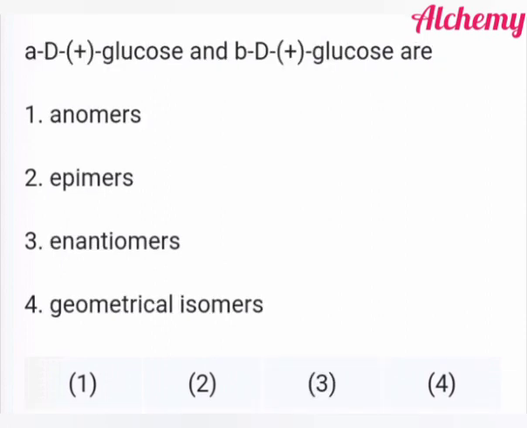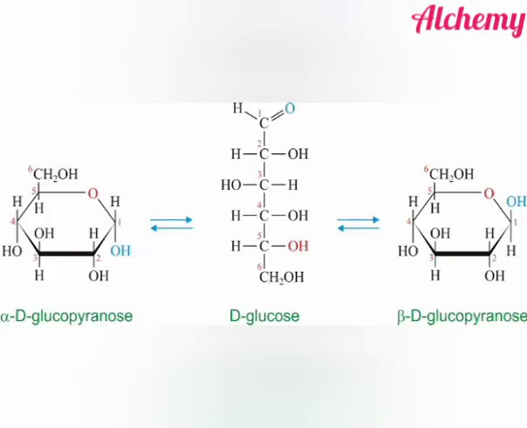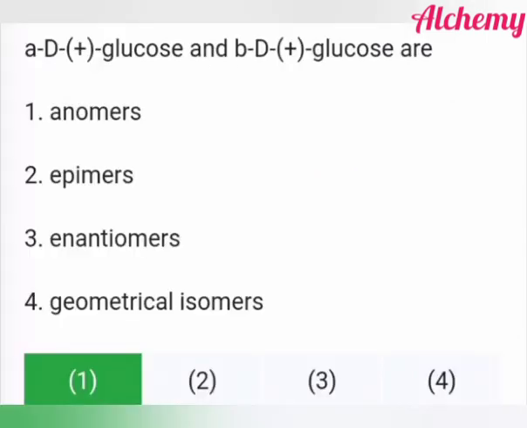Next question, alpha D plus glucose and beta D plus glucose are. Options are anomers, epimers, enantiomers and geometrical isomers. This is the structure of alpha D plus glucose and beta D plus glucose. The only difference is in the configuration at carbon 1. In alpha structure, the OH is pointing downside, whereas in beta structure, the OH is pointing upside. Such compounds that differ at configuration at carbon 1 are called anomers. So the correct answer is option 1, anomers.